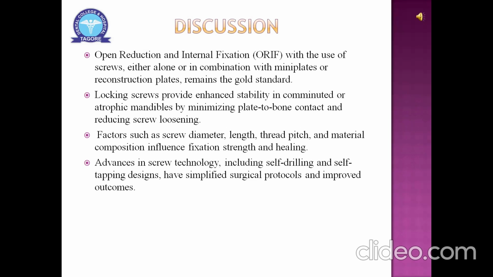Factors such as screw diameter, length, thread pitch, and material composition influence fixation strength and healing. Advances in screw technology, including self-drilling and self-tapping designs, have simplified surgical protocols and improved the outcomes.